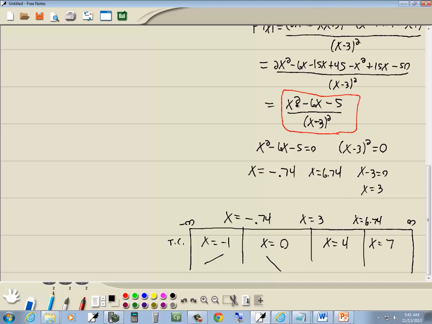If I put 4 in there, 4 squared is 16, minus 4 times 6 is 24. Don't know what it is, but it's negative, so it's decreasing. Double check that. 11, yeah, negative. If I put 7 in there, 7 squared is 49, minus 6 times 7 is 42. 49 minus 42, 7. 7 minus 5 is positive, so it's increasing.